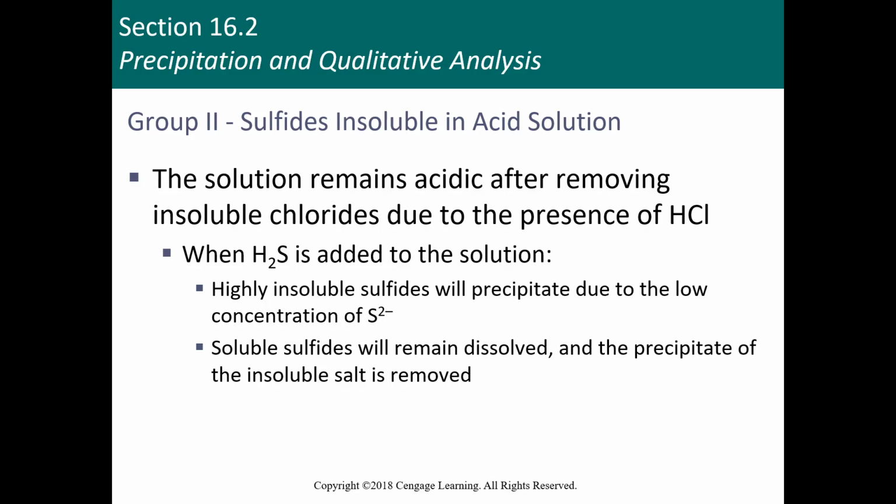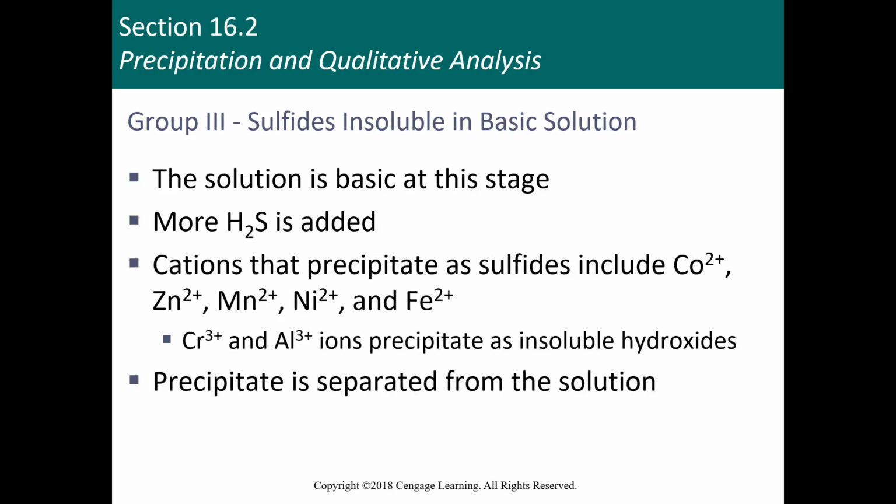You remove the precipitate of the insoluble salts and collect it into another container for further testing, and you leave behind the stuff that's still dissolved for further testing in group 3. So group 3 is in a basic solution. Hopefully, when I said basic solution, you thought, oh, you added base. Yeah, pretty much. The solution is basic. When you do this, you would typically add a base at this point. More HS- is added. That is basic.